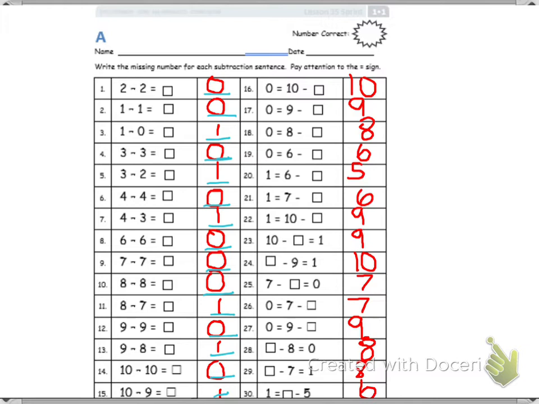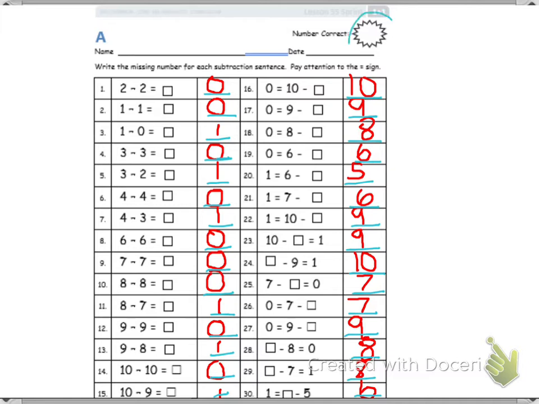Number 16 is 10. Number 17 is 9. Number 18 is 8. Number 19 is 6. Number 20 is 5. Number 21 is 6. Number 22 is 9. Number 23 is 9. Number 24 is 10. Number 25 is 7. Number 26 is 7. Number 27 is 9. Number 28 is 8. Number 29 is 8. Number 30 is 6.